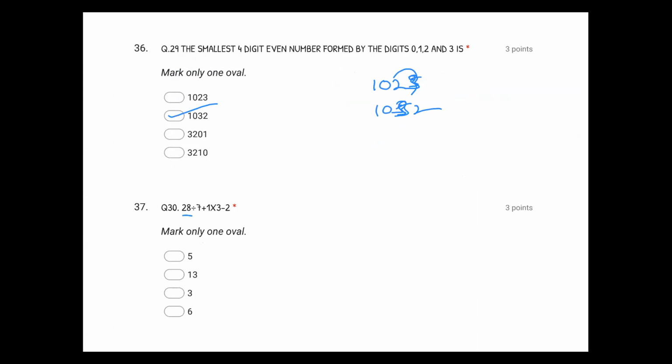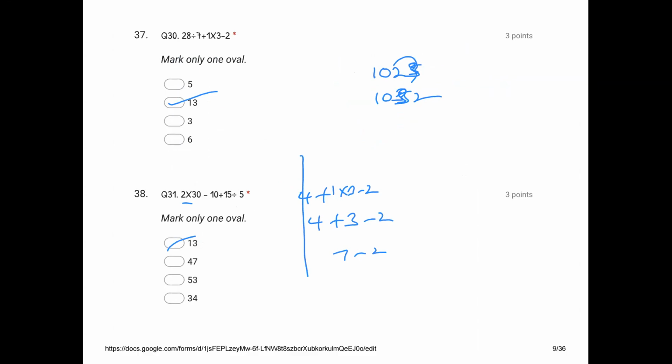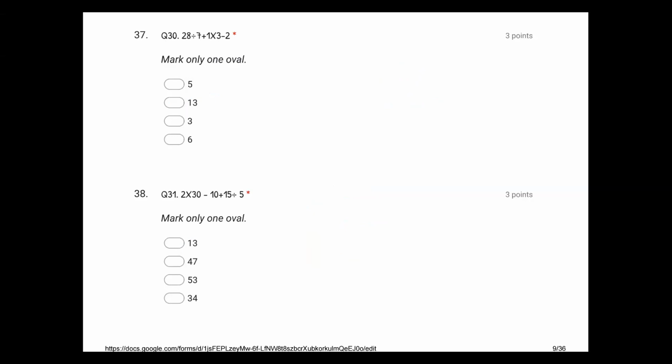It is BODMAS. 4 plus 1 into 3 minus 2, 4 plus 3 minus 2, 7 minus 2, 5. Next, also BODMAS, it is also 2. First you have to do the division. Here division 3, 60 minus 10 plus 3, 50 plus 3, answer is 53.